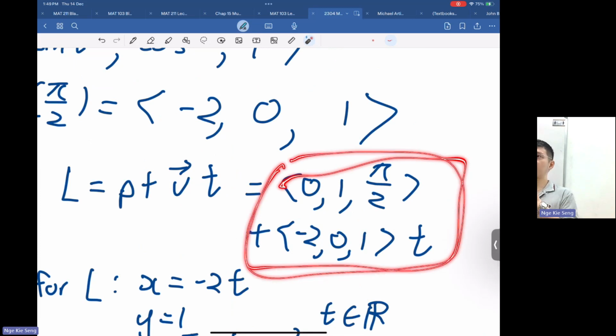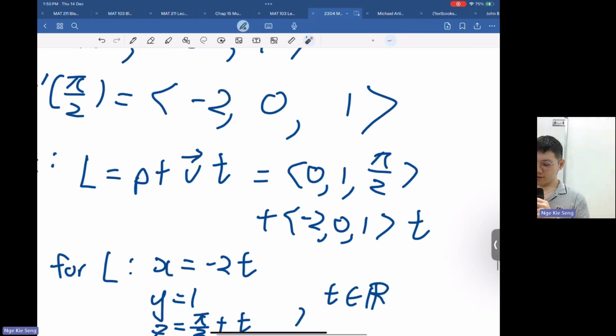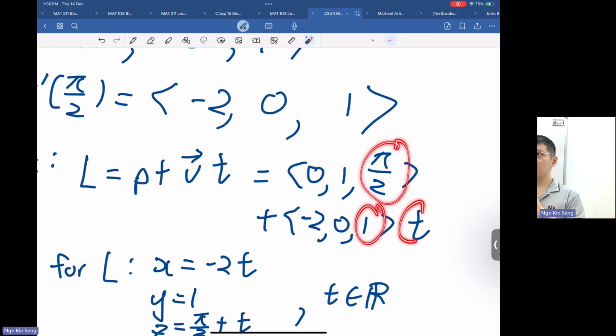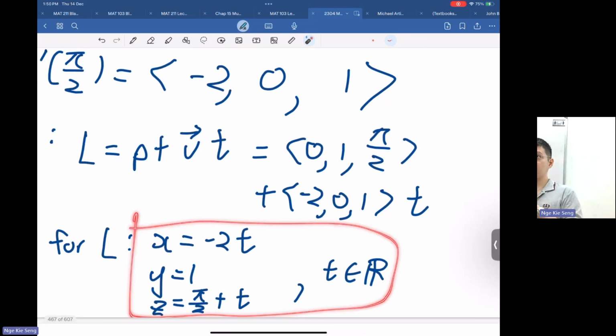How to find the parametric equation? You just set x equals 0 minus 2t, y equals 1 plus 0t, z equals pi over 2 plus 1t. Okay, so this is the parametric equation for the line.